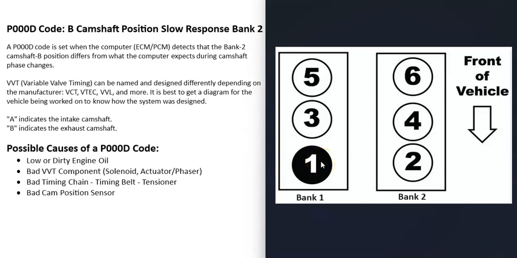Bank 1 is always the side of the engine with the number 1 cylinder. So if you Google your engine and like firing order or cylinder location or something like that, and you locate the number 1 cylinder, since there is differences, then that side of the engine is going to be bank 1, and the opposite of that is going to be bank 2.